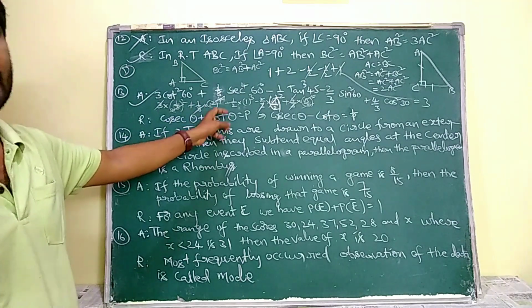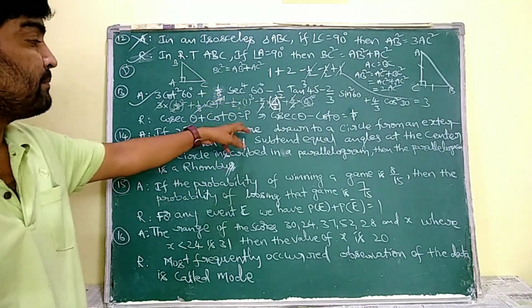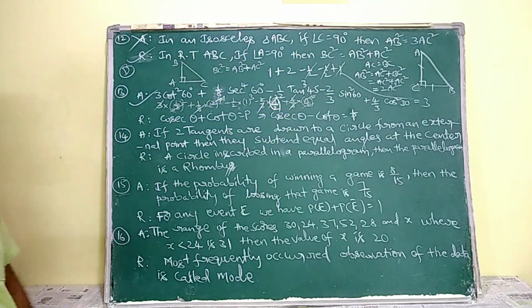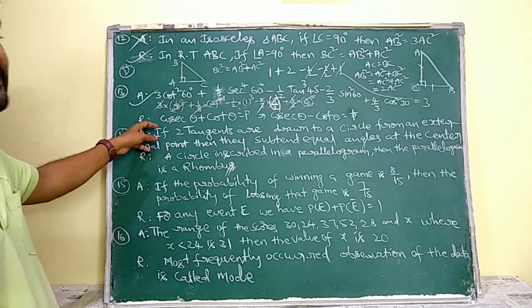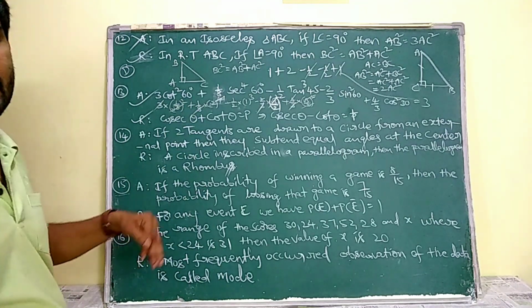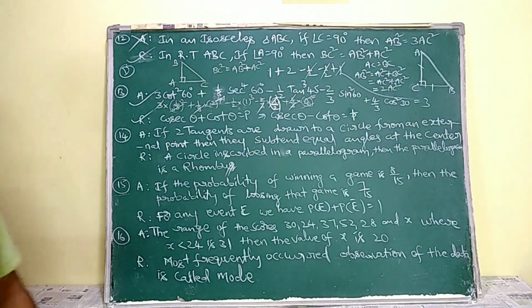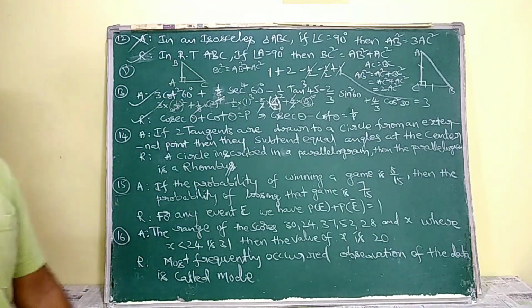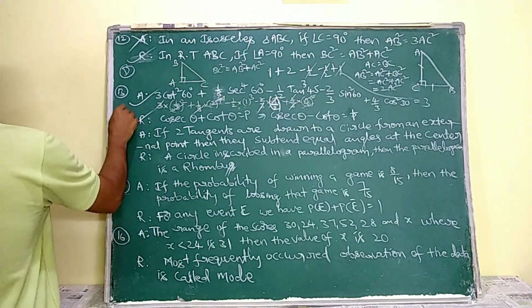Cosecant theta plus cot theta is equal to P. That implies cosecant theta minus cot theta is equal to 1 by P. Why? Because that is by the identity. So it is also true. Reason and assertion both are true, but the reason is not the correct explanation of the assertion. So here the option is B.